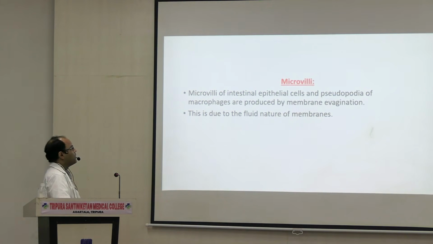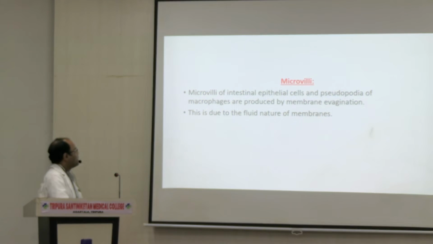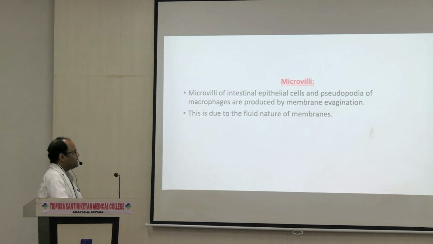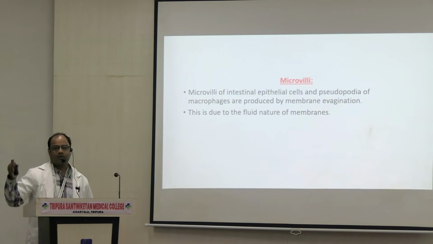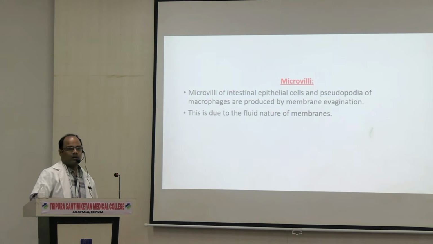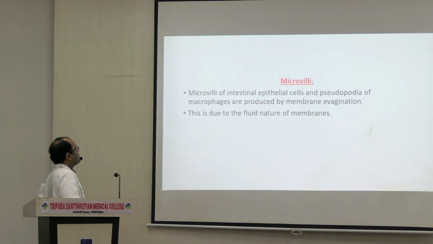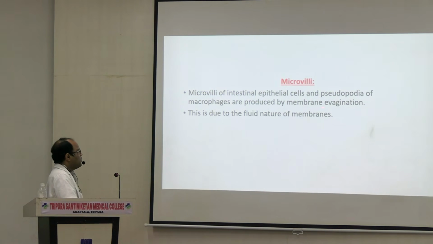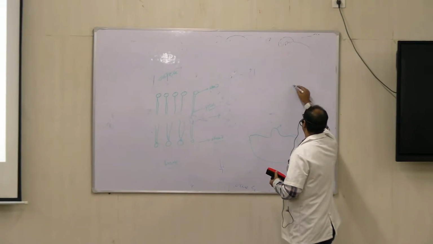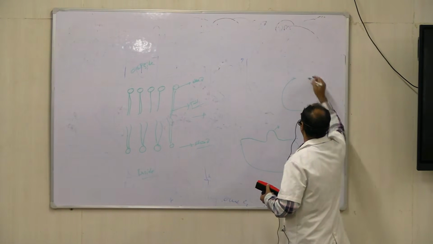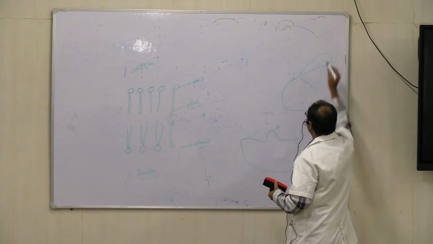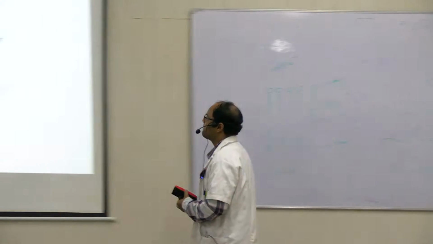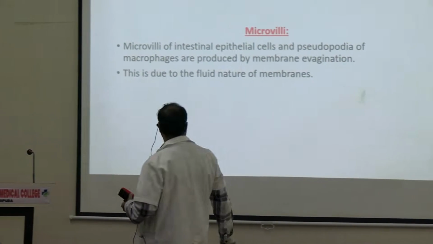Some other example is microvilli. What is microvilli? In intestinal epithelial cells, we have seen some projections outward from the cell. These are called microvilli. Microvilli in intestinal epithelial cells and pseudopodia of macrophages are produced by membrane invagination. In this macrophage, you can see some projections like this.